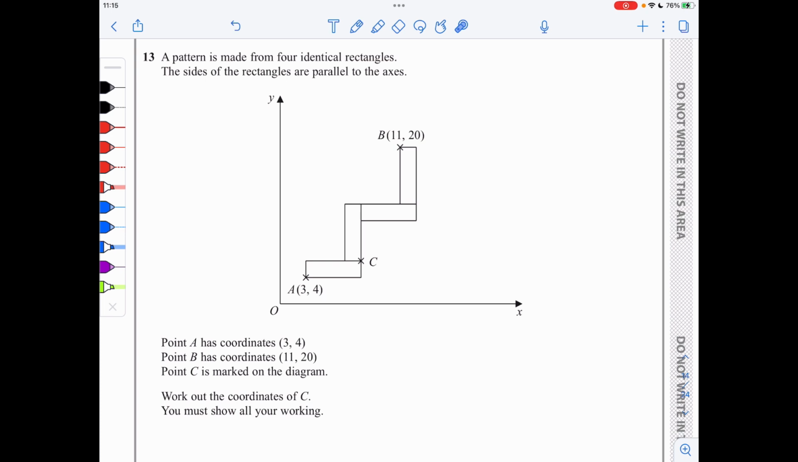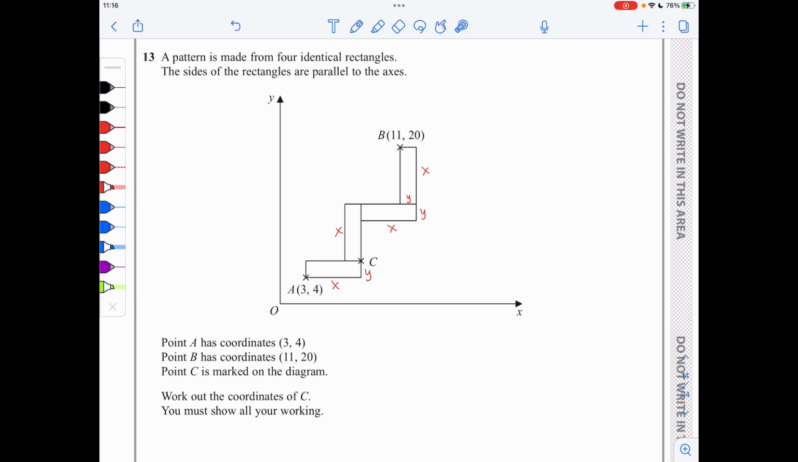But in 13, we've got a pattern made from 4 identical rectangles. We start at A with coordinates 3, 4. We end up at B, 11, 20, and we need to work out the coordinates of C. Well, it makes sense to call the length x and the height y. So this is also x, this is also x, and this is also x. And then the small parts are y. And I will try to form equations involving x and y.